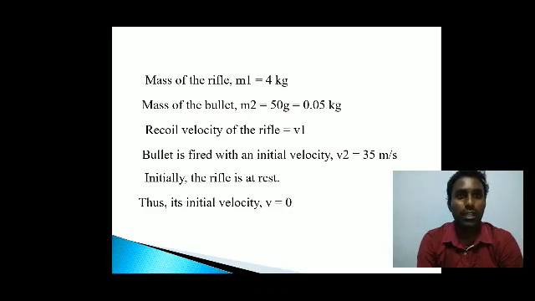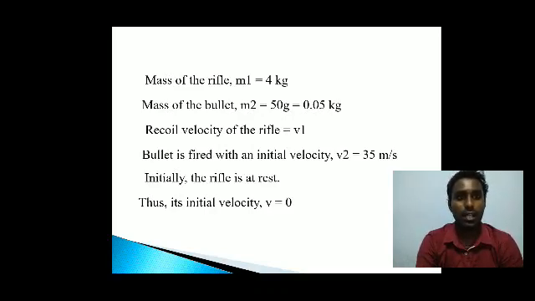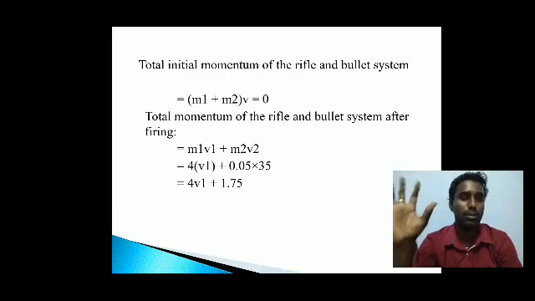The bullet is fired with an initial velocity of 35 meter per second. We have to find the recoil velocity of the gun only. Initially the rifle will be at rest, right? That means its initial velocity will be 0 meter per second. So the total initial momentum of the rifle and bullet system. First, the rifle, what is its initial momentum?